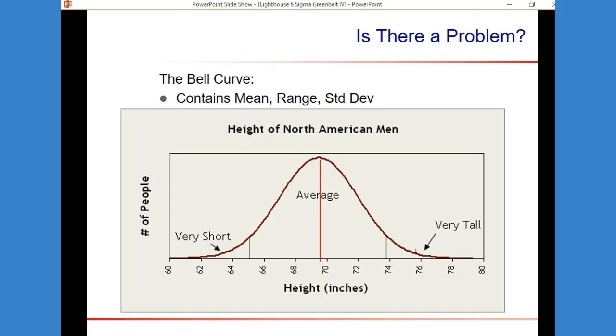So where the name Six Sigma came from is, within every standard process or within every range of data, you have 3 sigmas to the right, 3 sigmas to the left, you have 6 sigmas. So that's where the name Six Sigma came from.